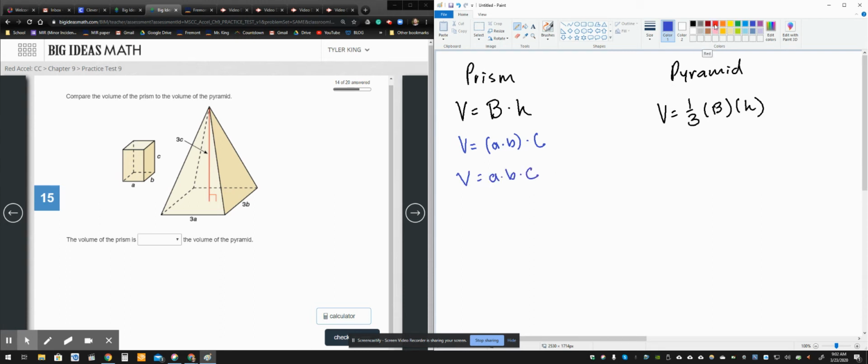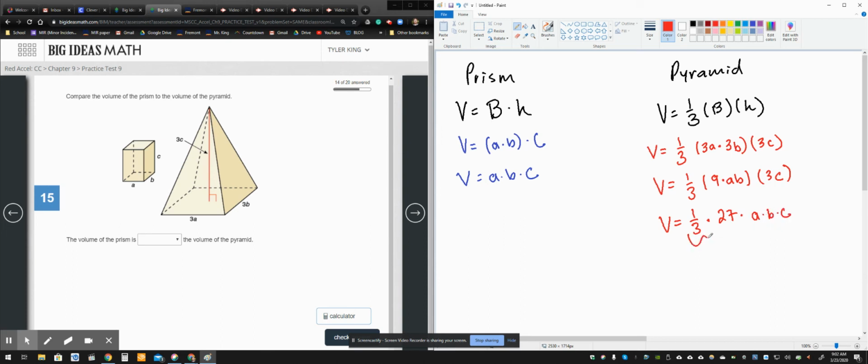Okay. Next, we have our pyramid, whose volume is going to be equal to 1/3 times the area of the base. Now, the area of the base we can see is going to be 3A times 3B, okay? And then we're going to times that by the height, which is going to be 3C. So as we do this, the volume is going to be equal to 1/3. 3A times 3B is equal to 9 times AB, times 3C, which we can do because it's all multiplication. Volume is equal to 1/3 times 27 times A times B times C.